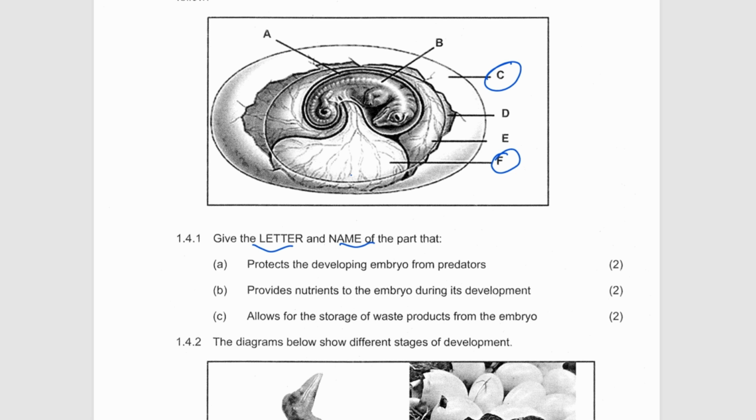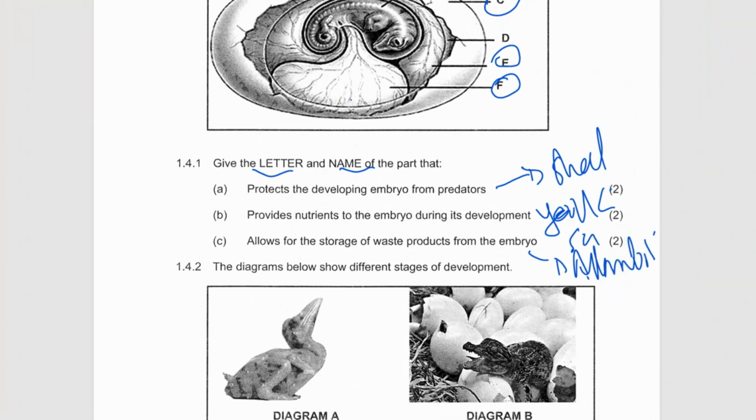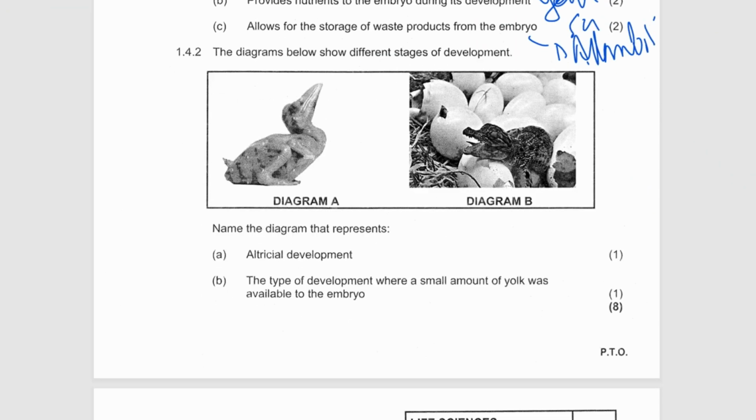allows for storage of wastes from the embryo. It is allantois, and then E looks to be allantois. Yes, so the first one is a shell, and then this one is a yolk sac, and then this one is the allantois. Yes, so that is it.